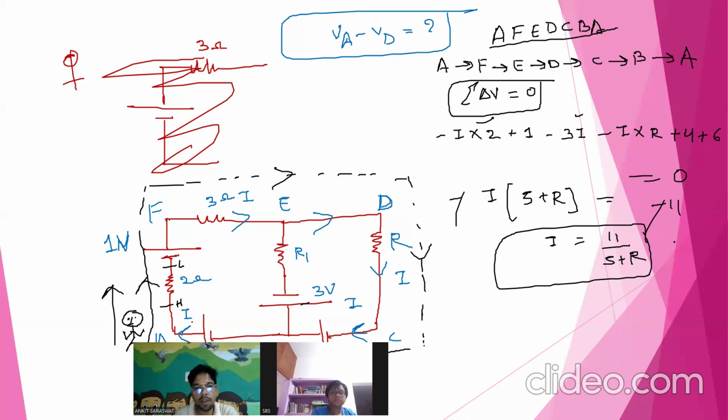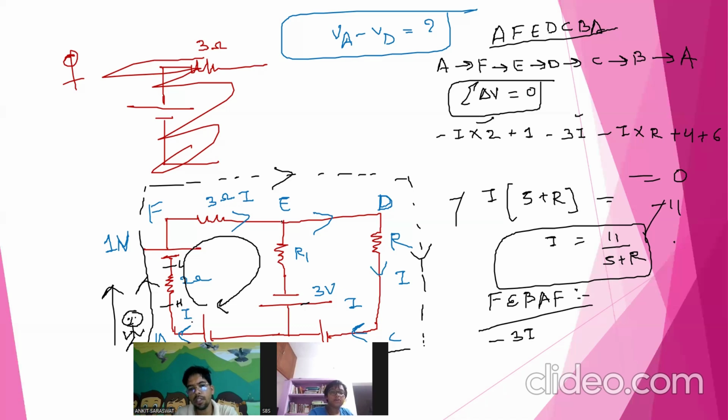If I take this as my loop, F E B A F, clear? So what I will get? I am getting I here, but in terms of R. I want the correct answer. So if you consider the F E B A F loop, clear? So in this loop from F to E, how much voltage drop? Tell me. Minus 3 into I, 3I.